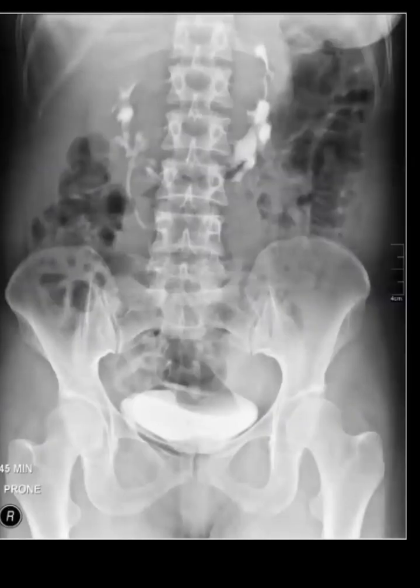Coming to the next problem, yes, this is another very important question. You can see this is a very difficult one as well. She was investigated for recurrent UTI. If you can see the IVU finding, both kidneys are lower than the expected position. The ribs are quite high, but the calyceal system is on the downside. So both kidneys are lower than the expected position.